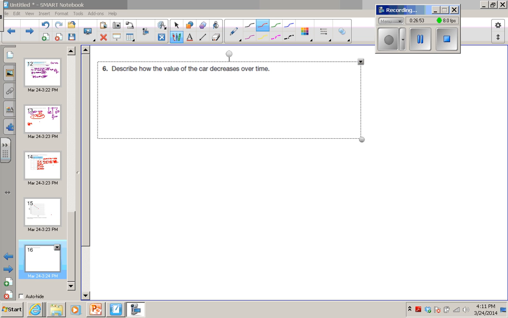This last question, describe how the value of the car decreases over time. The value decreases the most the first year and then decreases a little less each year after that. So you are now finished. You may go ahead and do any of the skills practice.